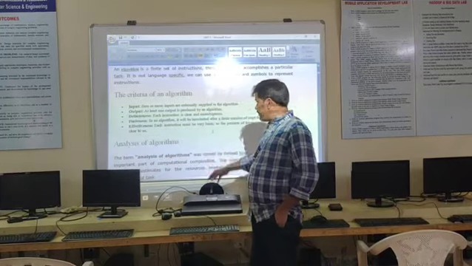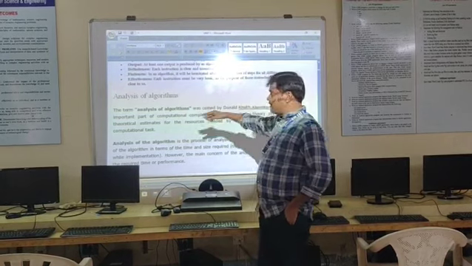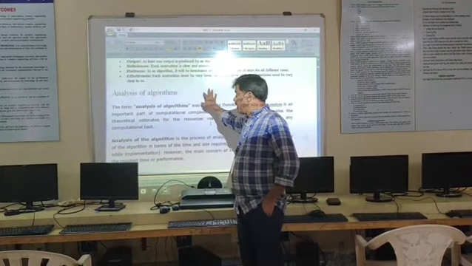And the next one is the effectiveness of an algorithm. Effectiveness means the steps are very basic and must be clear to everyone. That is called effectiveness.